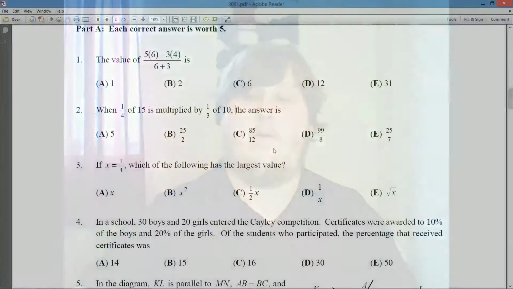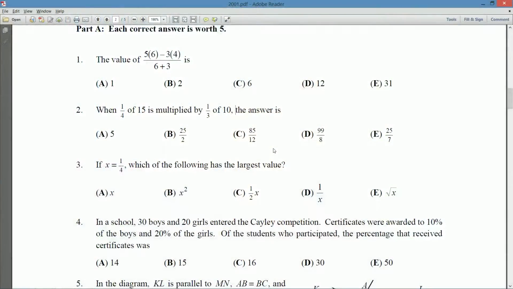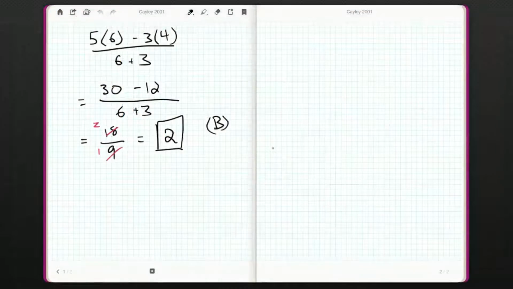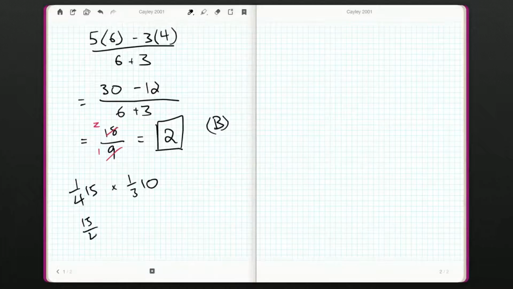Or what we can do, and this is what I'm going to do because I want to write something down in my notepad, is actually do fractions and multiply fractions. So we have 1/4 of 15 multiplied by 1/3 of 10. Well, 1/4 of 15 is just 15 over 4 times 1/3 of 10.